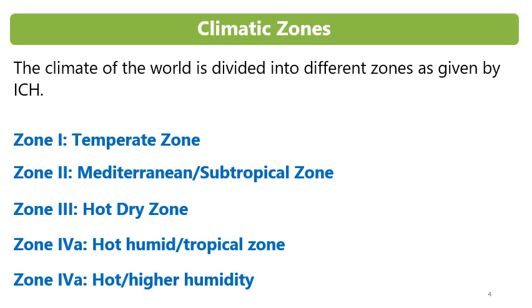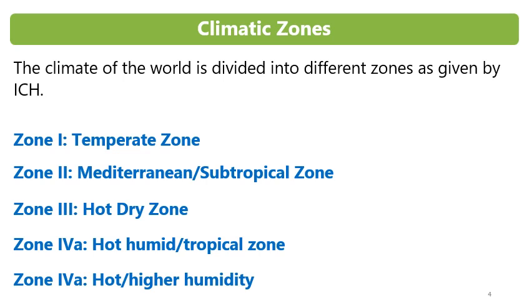Zone 1 is temperate zone. Zone 2 is called Mediterranean or subtropical zone. Zone 3 is called hot and dry zone. So as the name indicates, it is hot and dry. That means the temperature will be higher and the humidity will be lower.